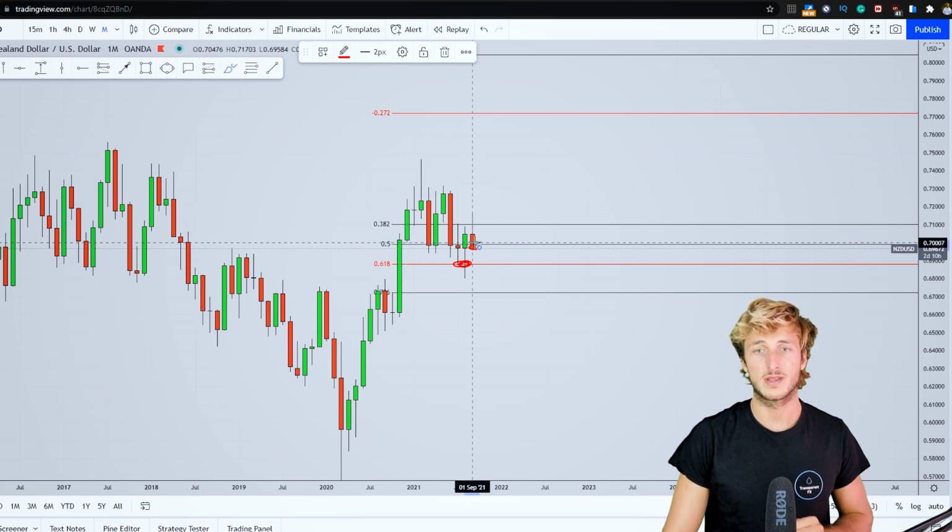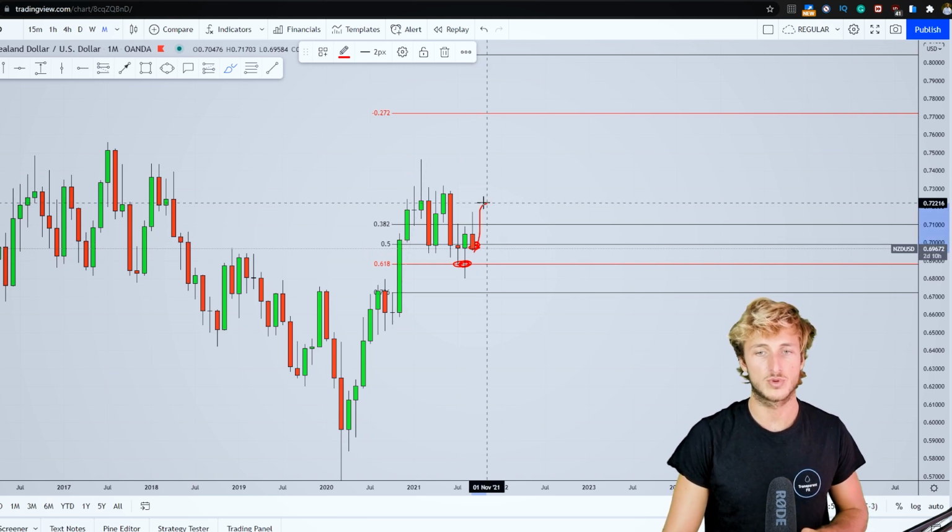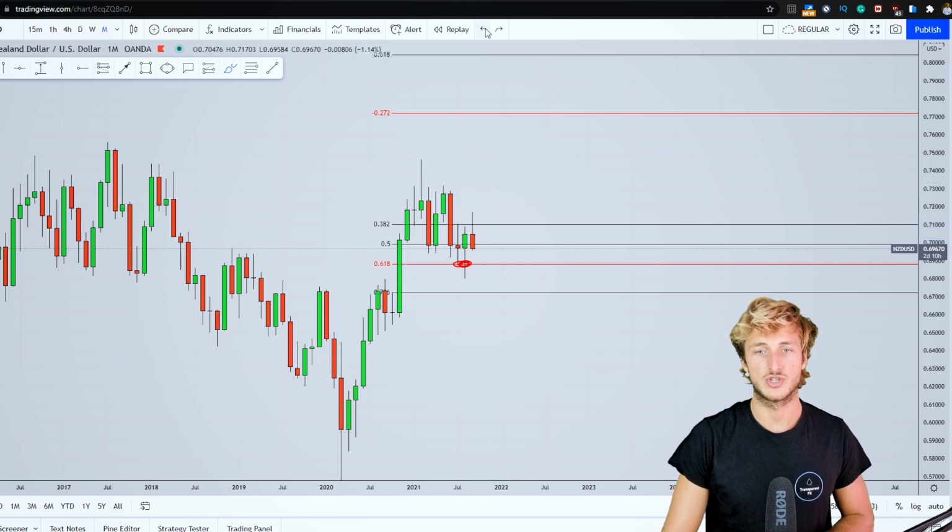So at least from a monthly perspective, it seems like we have good probabilities to see the market provide a rejection to the upside here, to at least try and close from a monthly closing perspective, in 2 days and 10 hours, above this 50%.